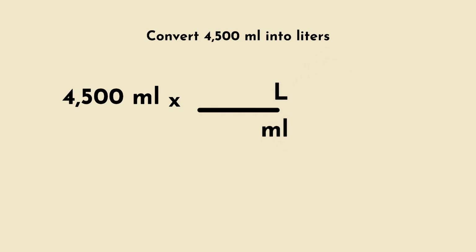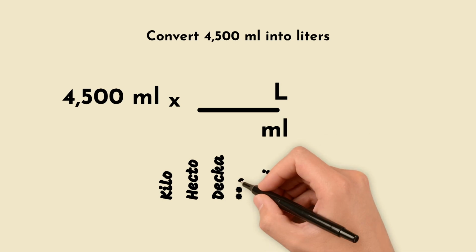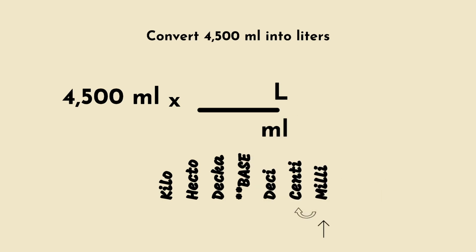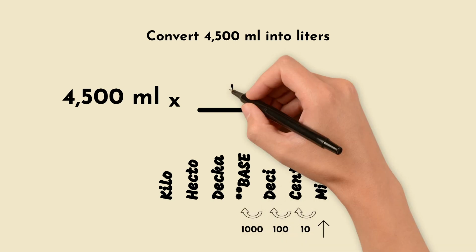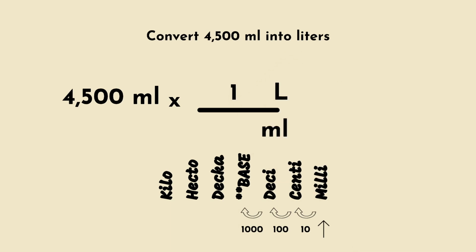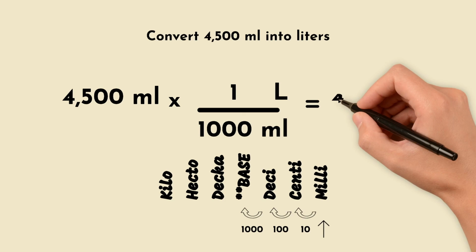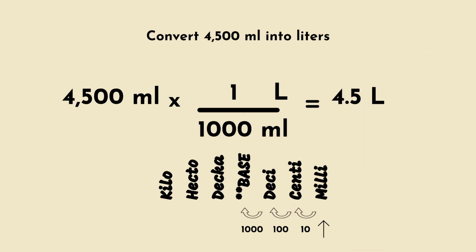Well, we know we're starting from milli, and we're headed towards our base, because liter is a base, just like grams and meters. So going from base to centi is 10. From centi to deci is another multiple of 10, so 10 times 10 is 100. From deci to base, 10 times 100 is 1,000. So we know that we have 1,000 milliliters, which is the smaller unit, times 1 liter. After we plug those in, we'll have 4,500 times 1 liter divided by 1,000 milliliters. So 4,500 mLs really equals 4.5 liters.